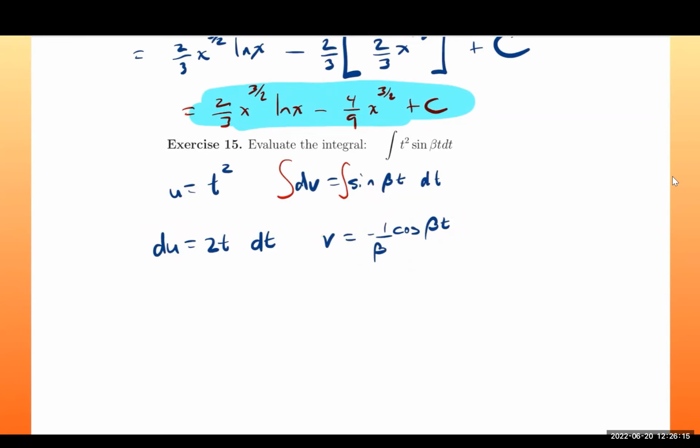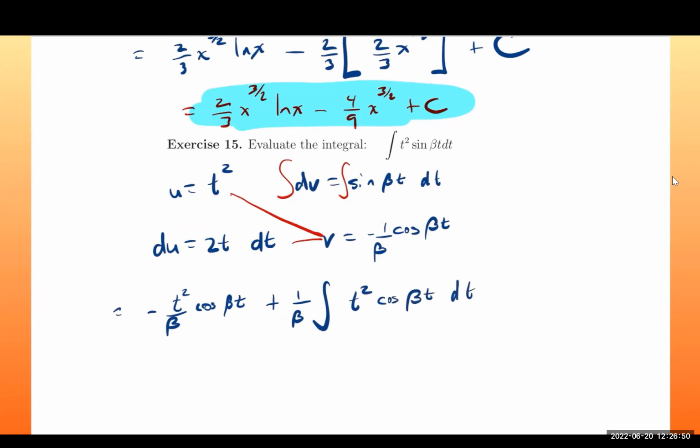All right, the formula says this times this minus the integral of that times that. So that's going to be negative t squared over beta cosine beta t minus, the formula says minus, but there's a negative here, so it's going to be a double negative, which turns that into a plus integral. There is a constant. The beta is a constant, so I'm going to put the 1 over beta over here. And now we have the integral of t squared cosine beta t dt.